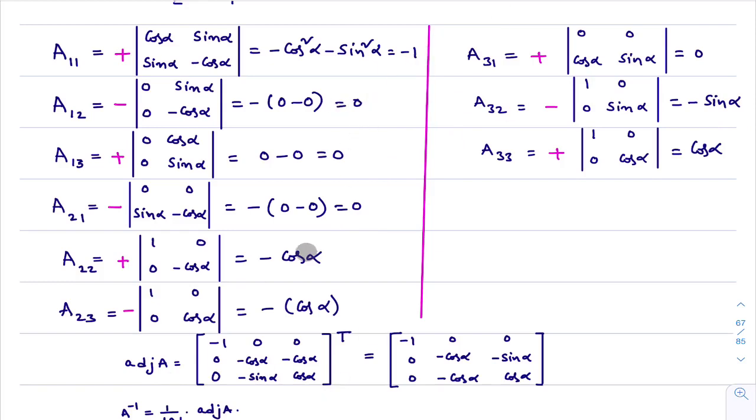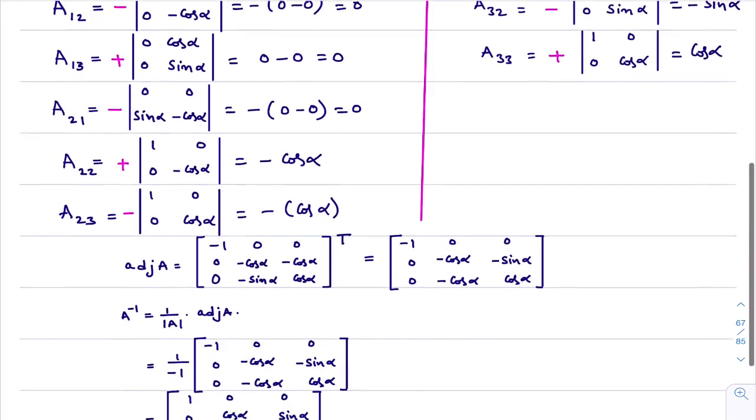See, minus 1, 0, 0. Look here, 0, minus cos alpha, minus cos alpha. 0, minus sin alpha, cos alpha. Right? Now you transpose this, because what is adjoint A? The adjoint A definition is the transpose of the cofactor matrix. You write the first row as the first column, the second row as the second column, and the third row as the third column, so that you get the transpose. You know how to write the transpose of a matrix.